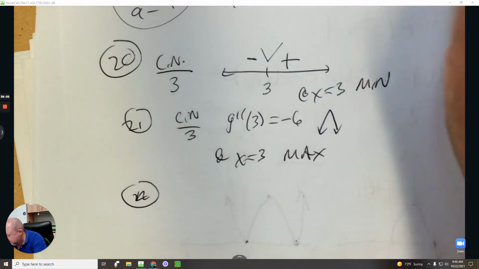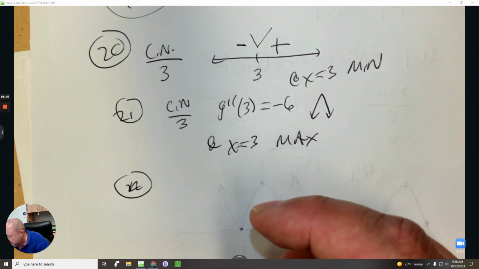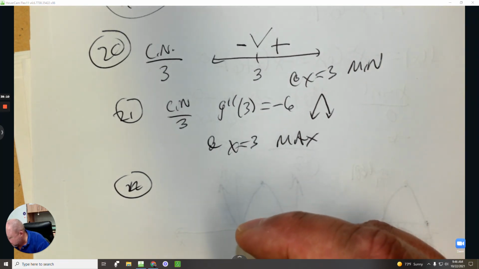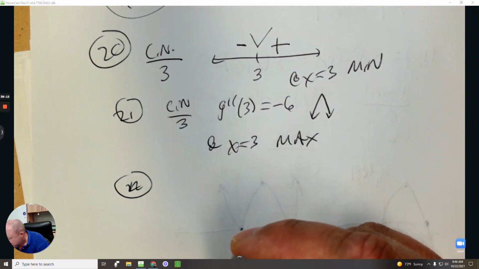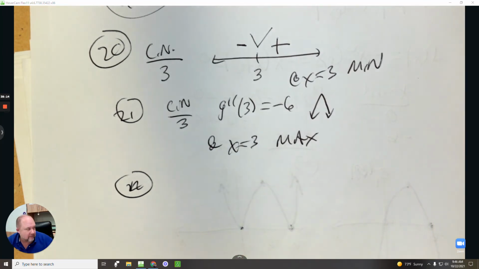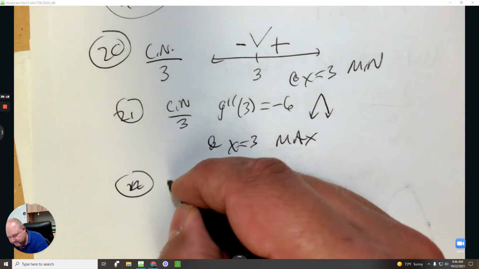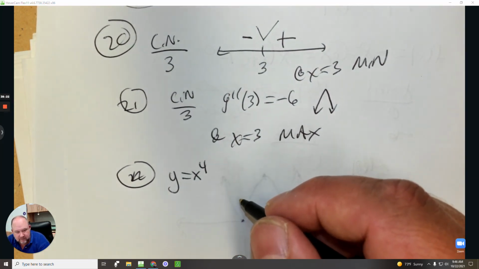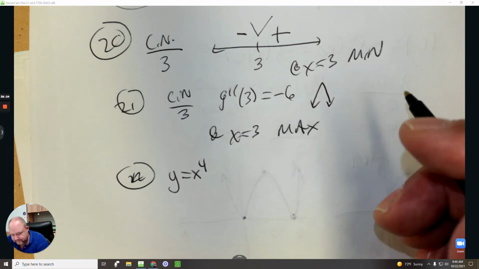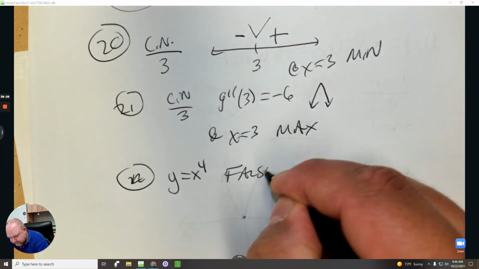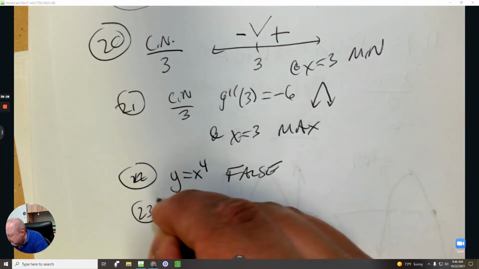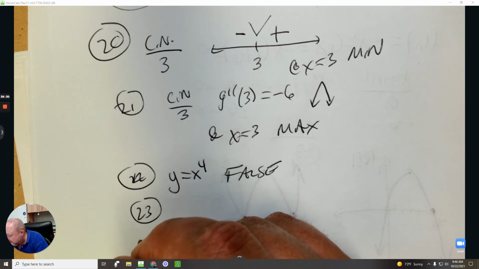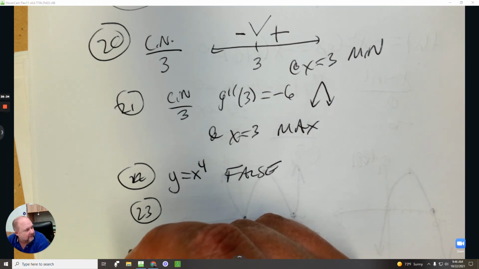True or false? A fourth degree polynomial has 3 critical numbers. Seems like that would be a false. Like x to the fourth would only have 1 critical number. That'd be 0. 23. Every fourth degree polynomial has at most 3 critical numbers. Again, that seems like false.